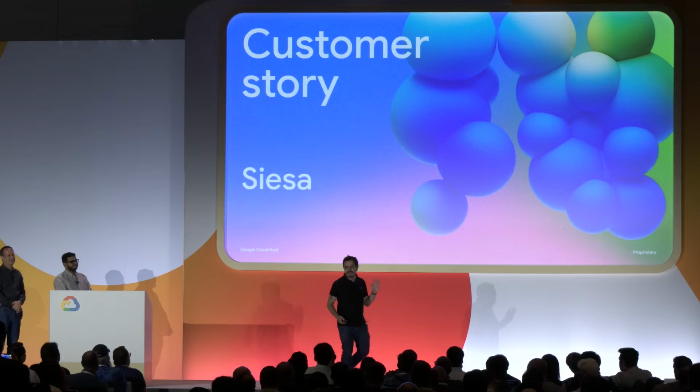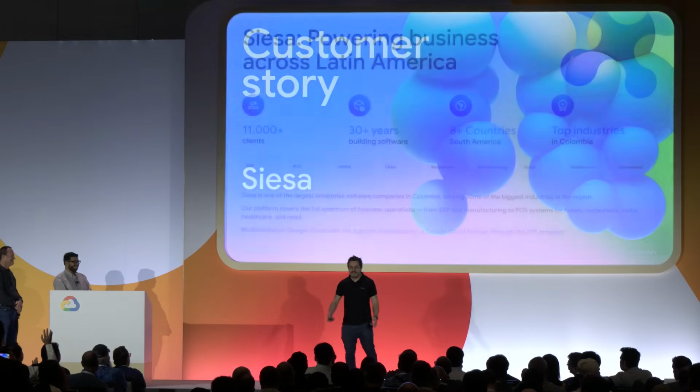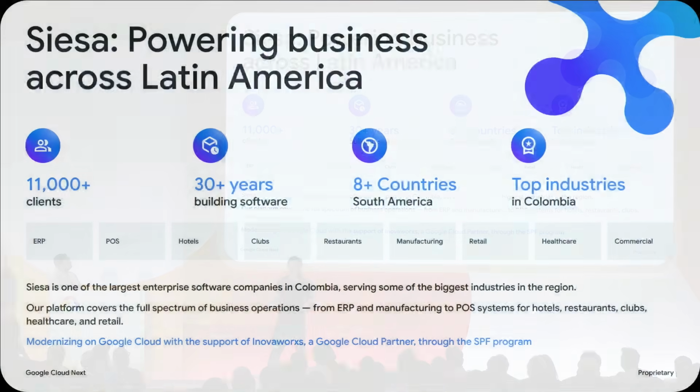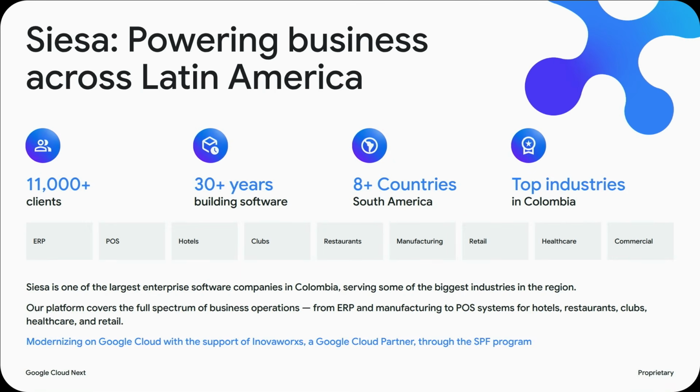And how many of that software does the payroll, the inventory, and the billing for more than 10,000 companies? That's my Monday morning. So we are SIESA. We are empowering the business across Latin America. We are one of the biggest software enterprises in Colombia. We have more than 11,000 clients. We have been in the business for 45 years. We are in 8 countries in Latin America, and we are in the top industries in Colombia.